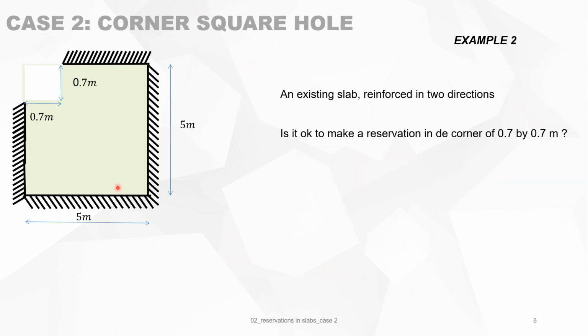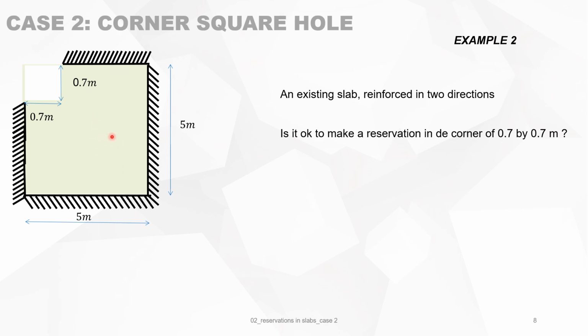Second example where you can use the formulas is you have an existing slab. It's there. So you know that it's reinforced in the two directions with the same reinforcement. And it is asked, is it okay to make a reservation in this slab on the left top corner with a size of 0.7 by 0.7 meter? Can we do that?